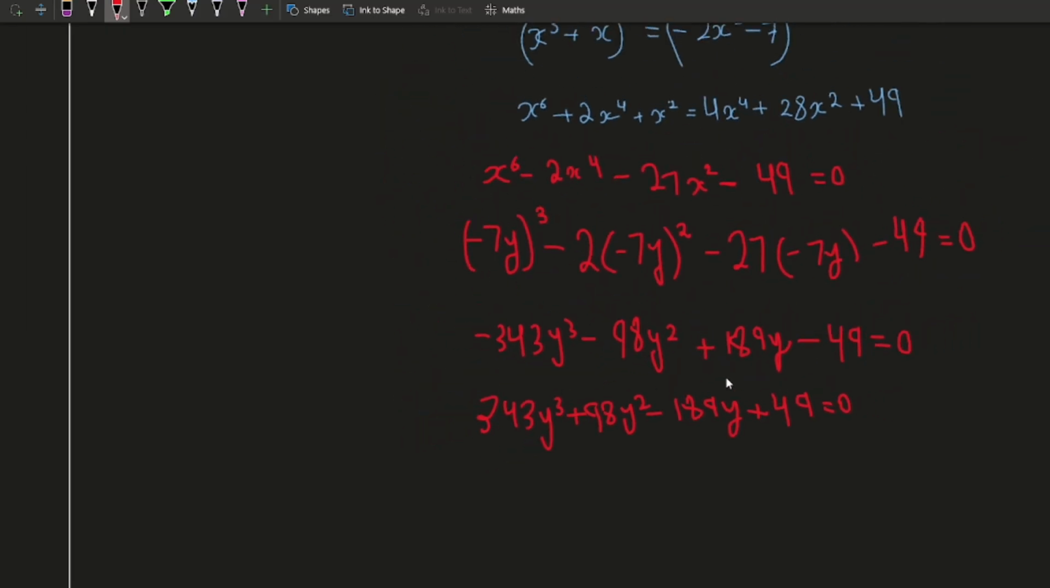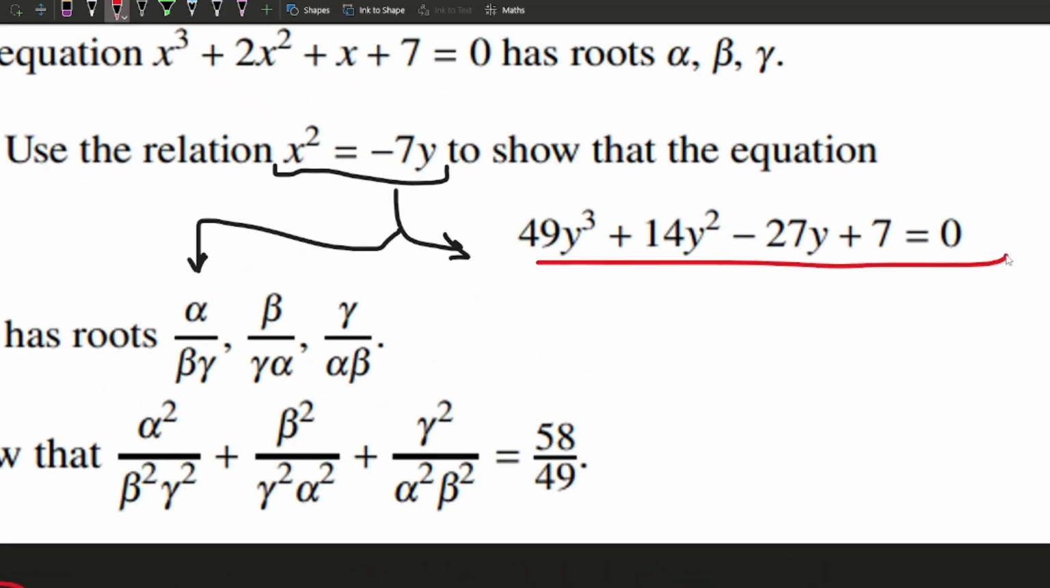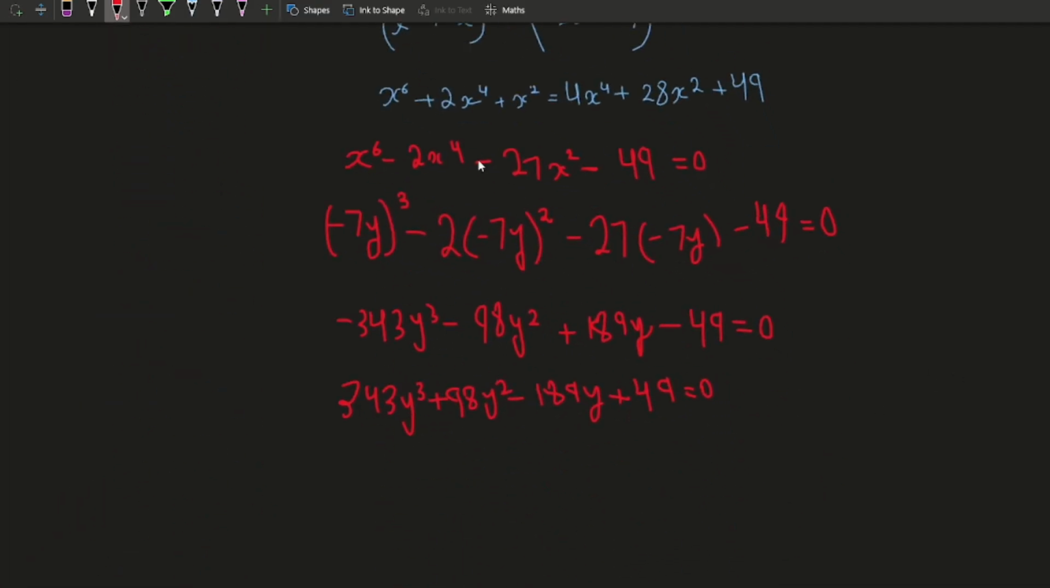Now we are left with this. We have to make this somehow, right? So we will divide everything by 7. So let's try that. 1 over 7.